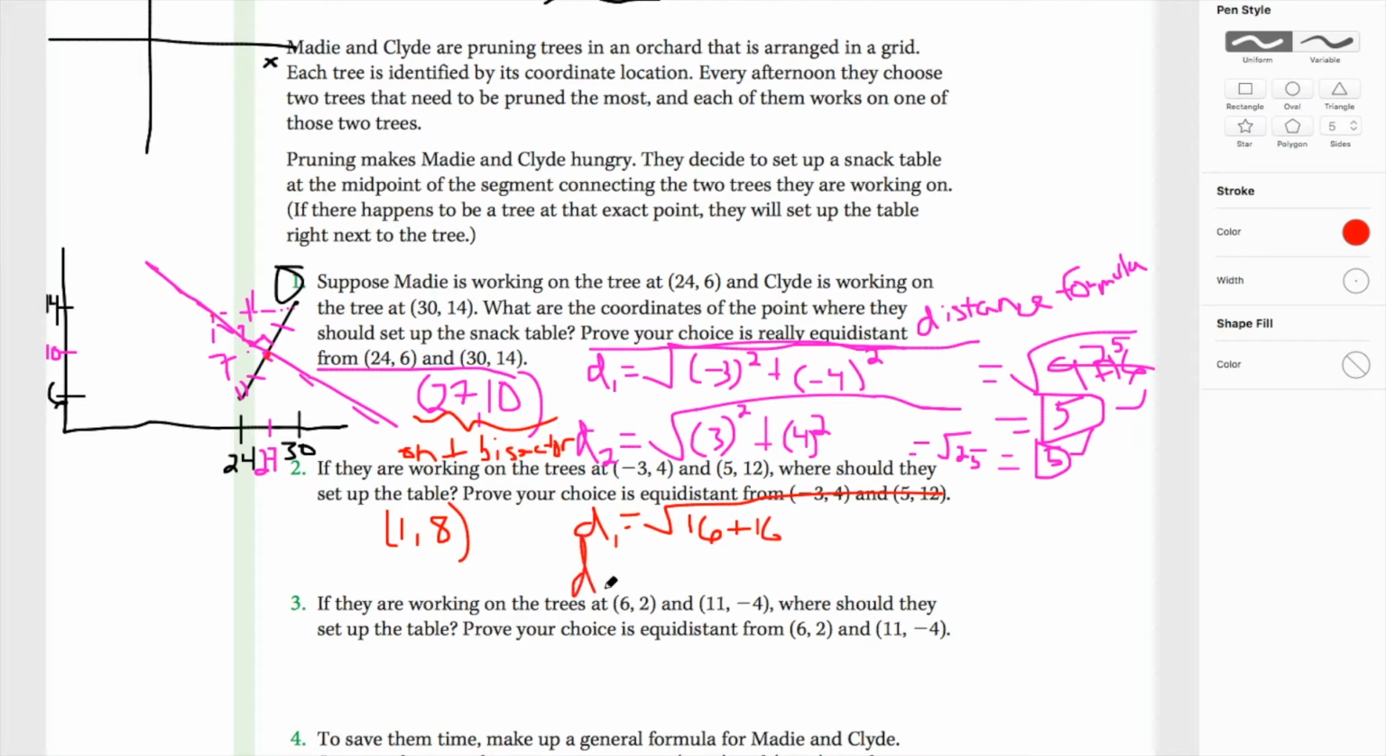So I got square root of 16 plus 4 minus 8 is -4 plus another square root of 16. Okay, let's try distance 2. Again, I got 5 minus 1, that's 4. 12 minus 8, that's 4. So square them both, 16 plus 16. So D1 equals D2 through transitivity here. So we're good to go there.